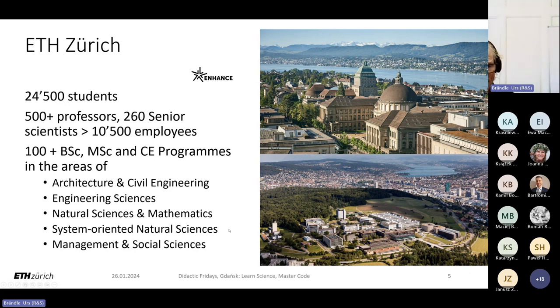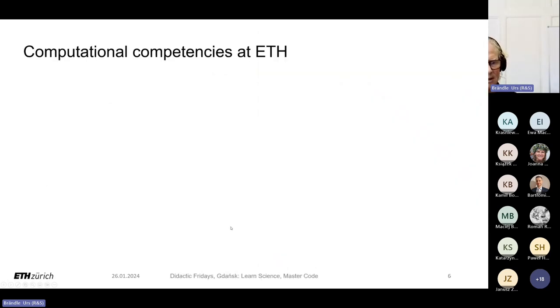And of course, in all these areas, data and data science has grown like mad. In research, we see it all over the place. In teaching, it's a bit less prominent because, as you know, teaching is a relatively conservative business. Once you have your program set up, you don't want to change it all the time.